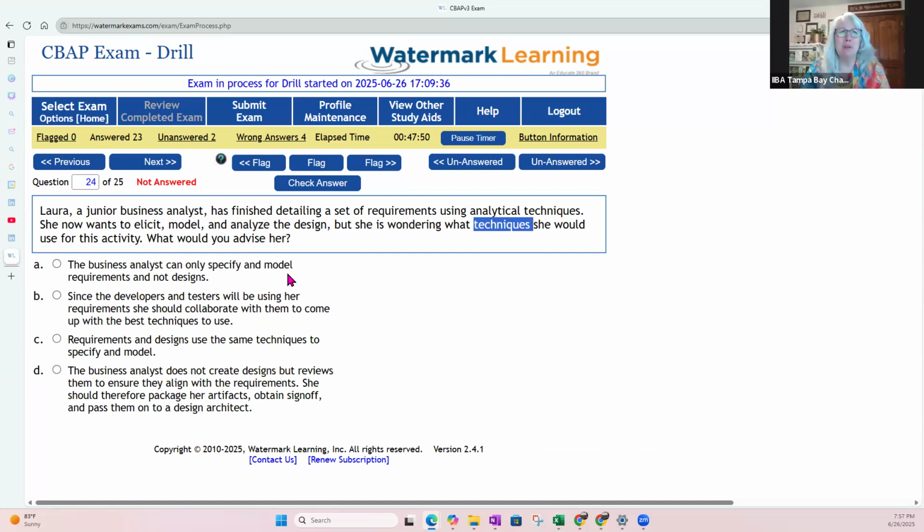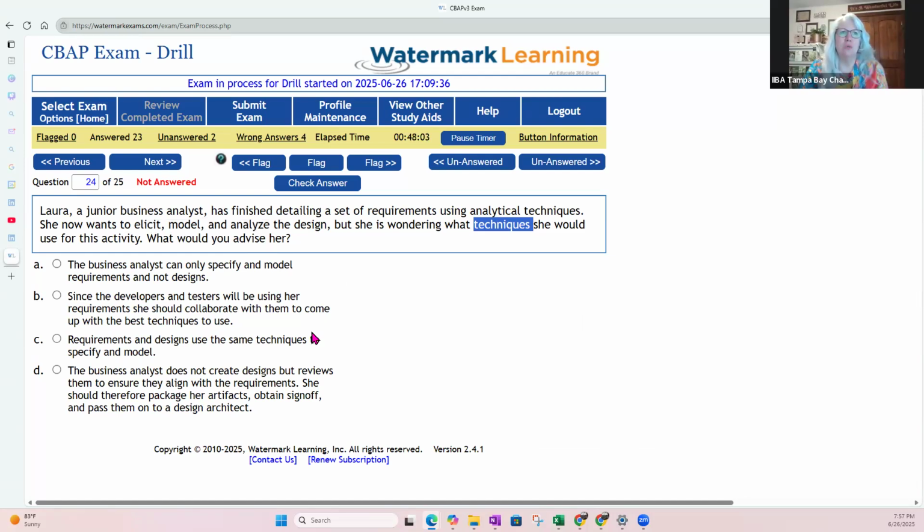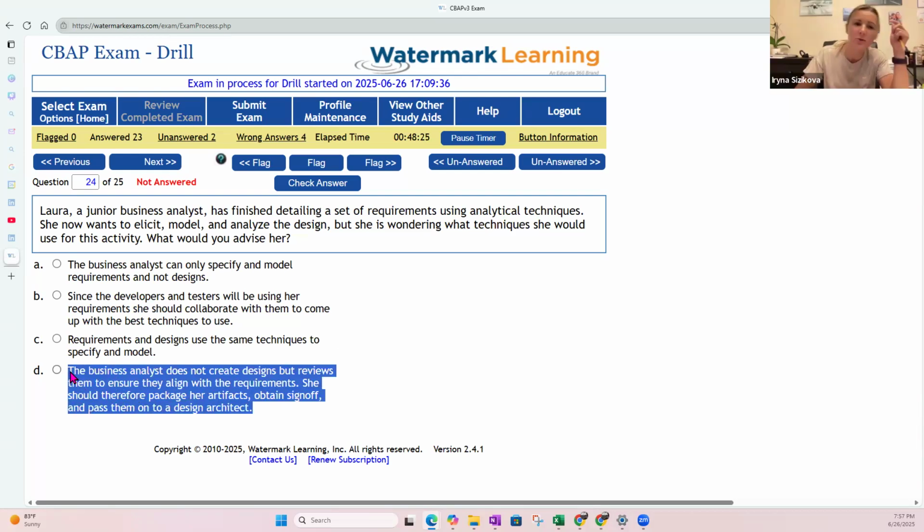A: The business analyst can only specify model requirements, not designs. B: Since the developers and testers will be using her requirements, she should collaborate with them to come up with the best techniques to use. C: Requirements and designs use the same techniques to specify and model. D: The business analyst does not create designs but reviews them to ensure they align with the requirements. She should therefore package her artifacts, obtain sign-off, and pass them off to the design architect. I wanted to say boo hiss at the end of that one. C is the correct option.